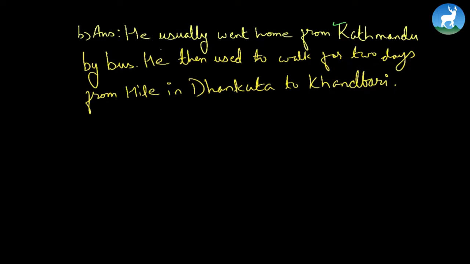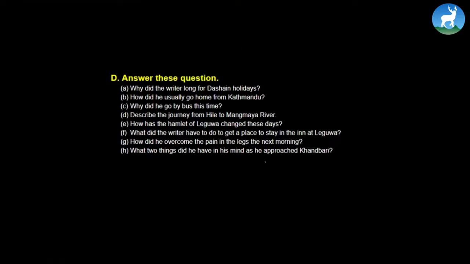Okay, so let's talk about a few more questions. So that was number B. And again, when you talk about C, why did he go by bus this time? So again, take care of the tense and the verb here. He went by bus. So why? It's going here for the first time, because in the second paragraph, the writer mentions, I'd never walked that way before and was afraid that I would not reach home.